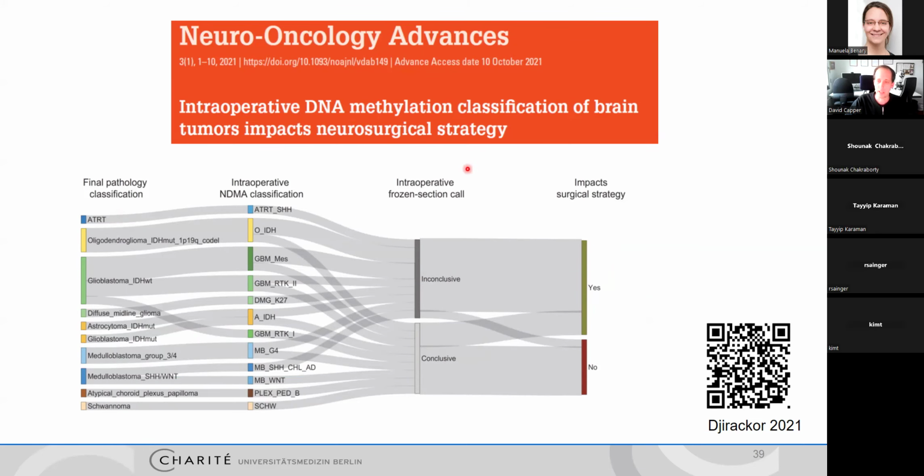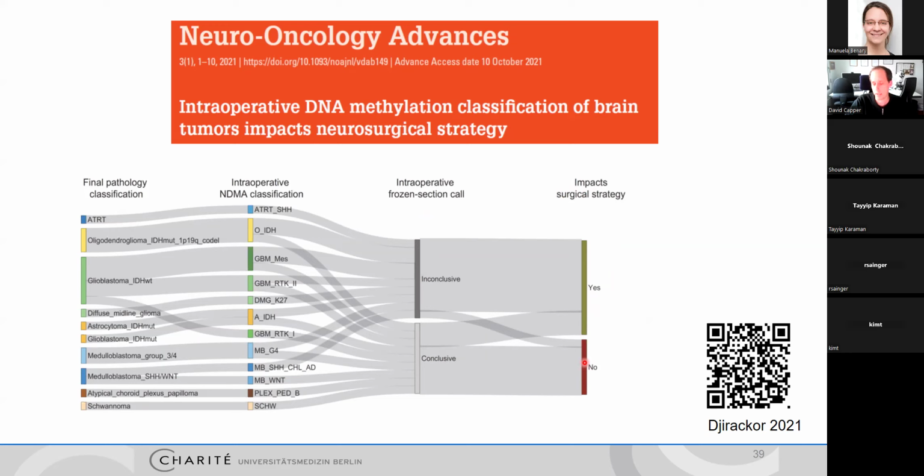But I can envision that there could be many other types of cancer where it would also be of big benefit to have an intraoperative molecular diagnosis. And here, DNA methylation profiling would be a very good bet.